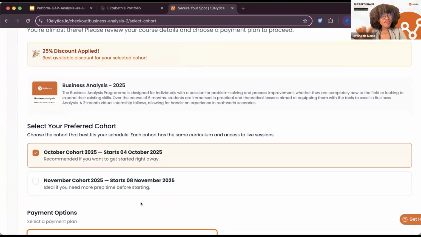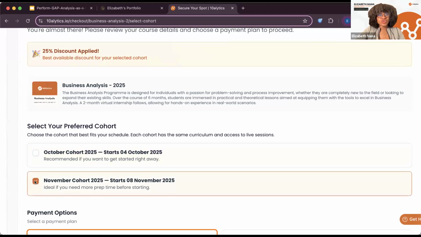Now, if October is too busy for you and you feel like, oh my God, I have a very busy schedule in October, I might not be able to join the October class, you can join the November class. All right. You just have to select when you want to start here. So whether you want to start in October or you want to start in November, the choice is yours.